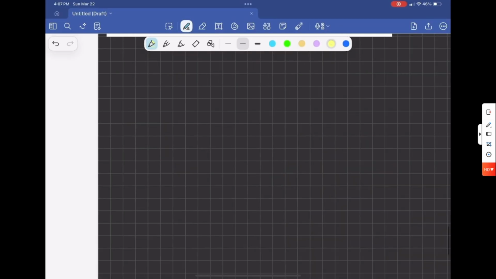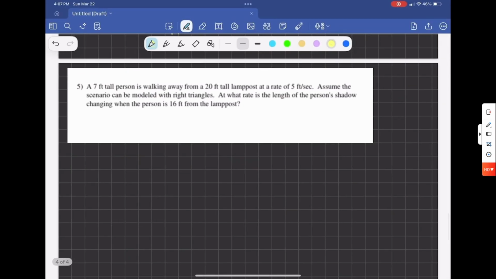Okay, last problem. I'm going to do number 5 on that worksheet. We are given that the rate that's increasing is dx dt equals 5. I'm going to go ahead and label everything. So our x is going to be our distance from the person to the lamppost. Our s is going to be the shadow length, I guess.